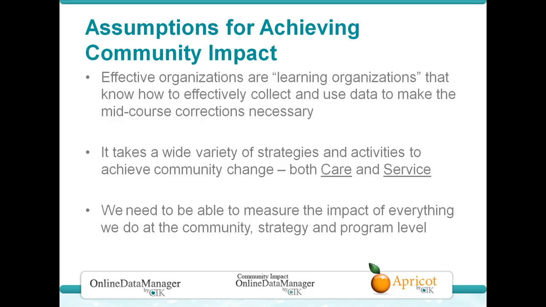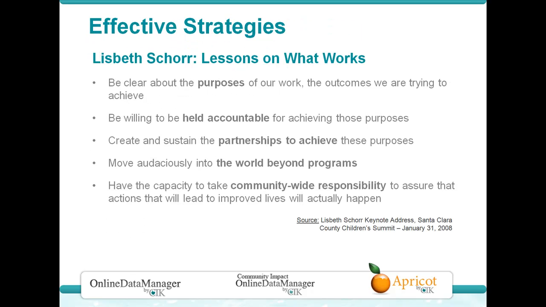The third thing is we need to be able to measure the impact of everything we do if we're going to be effective. So we have to measure both at the community strategy and the program level the results of what we're trying to achieve.